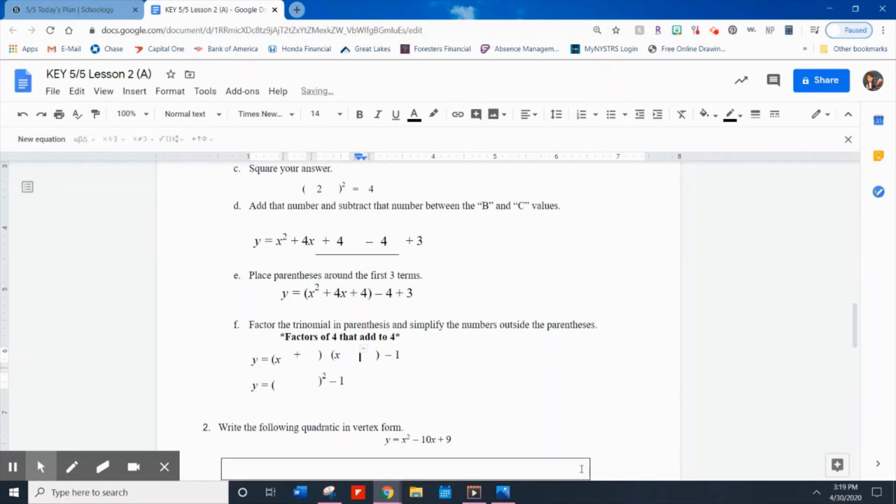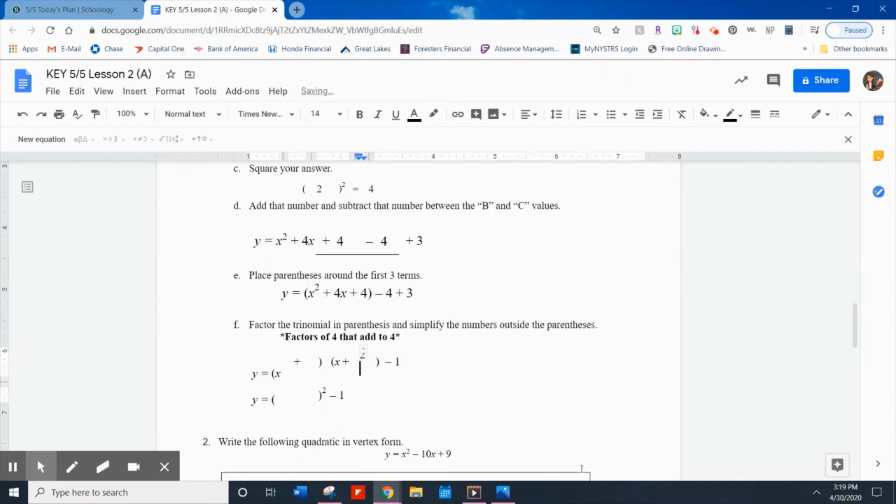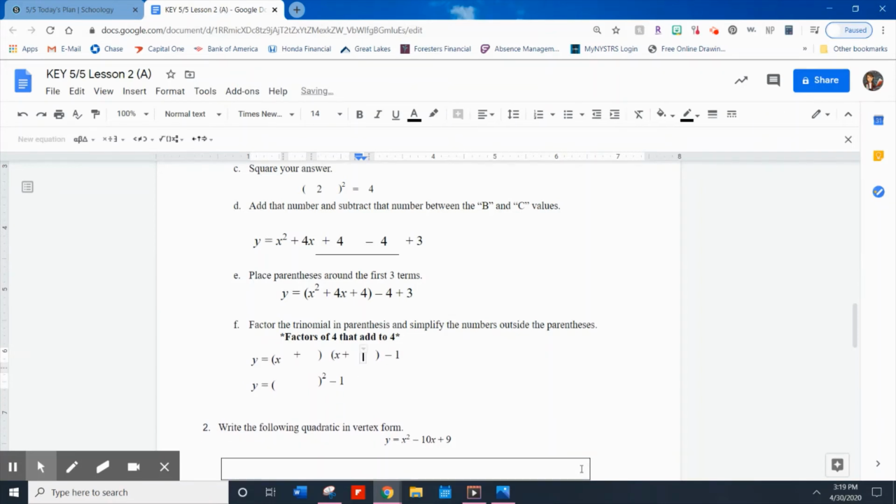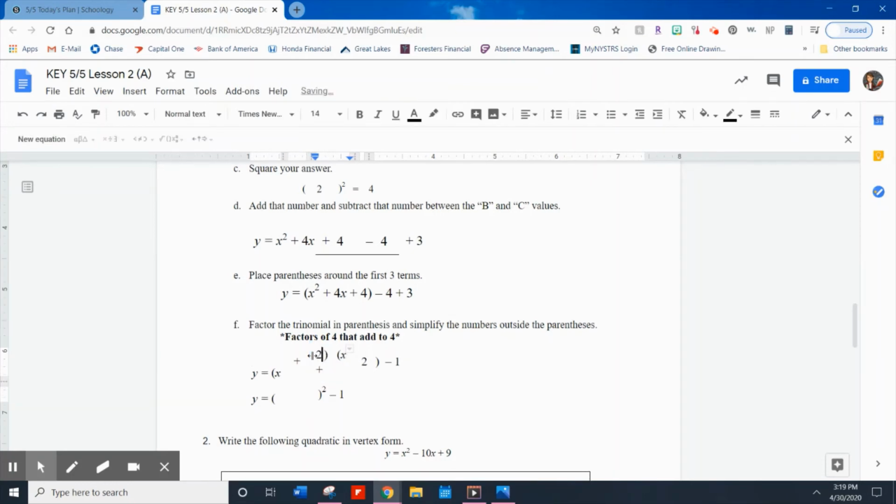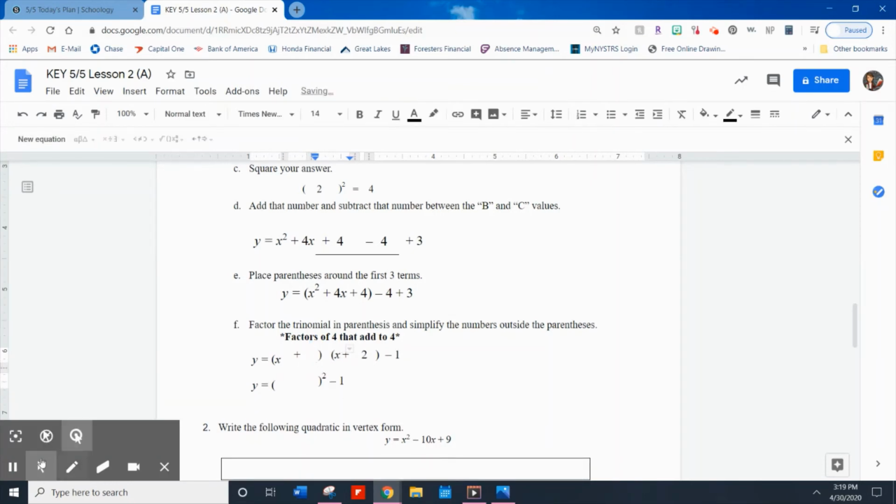Oops. Need to go back. There we go. All right, so now factors of 4 that add to 4 are 2 and 2. I don't know why this is being so weird. Probably because it's a Google Doc, so everything's kind of a little funky. Okay. I'm going to pause this while I figure this out. Okay, I sort of figured it out.